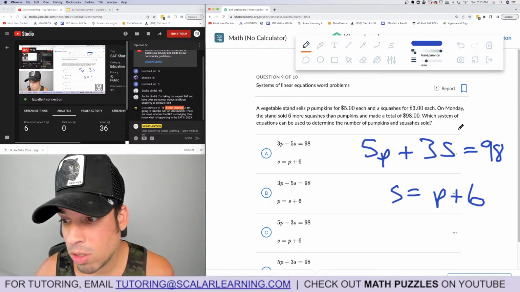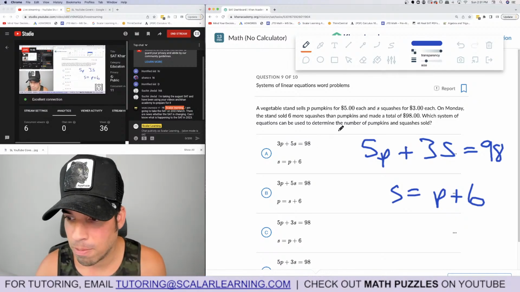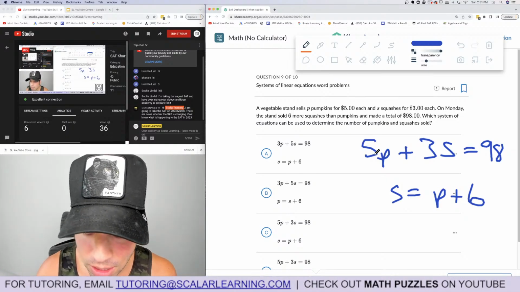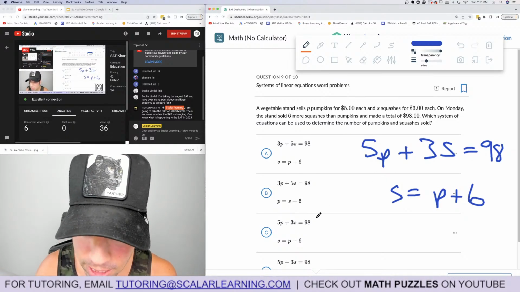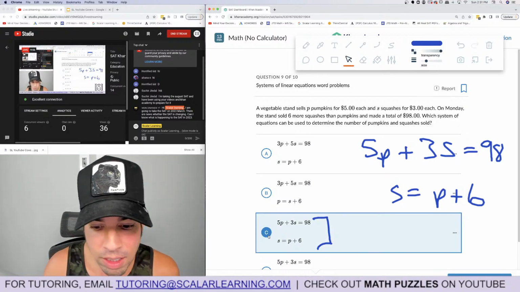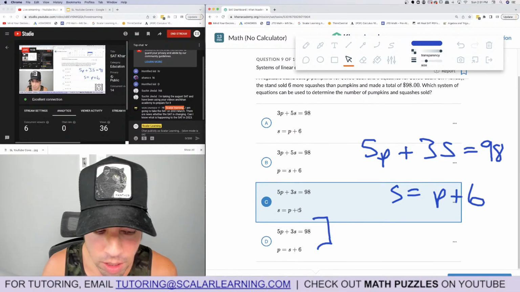Which system? Okay, we don't even have to solve. We just need which system can be used to determine. So I already created a system. Hopefully we just find it just like this: 5P plus 3S is 98. Boom, look at that.